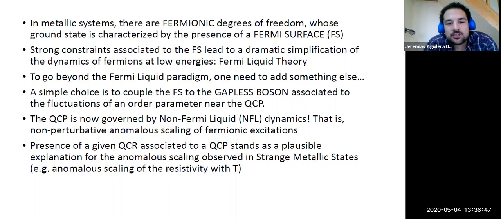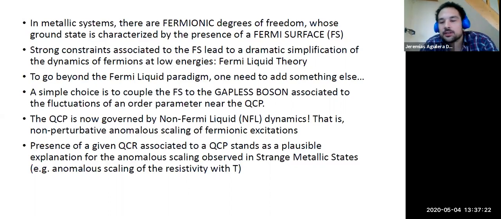But now let's suppose that we want to go beyond that paradigm. So we need to consider something else. And this is where the critical point essentially gives us what we need, which is gapless bosons. And why is that? Well, essentially because the order parameter associated with the transition near the critical point can fluctuate at arbitrarily long wavelengths or arbitrarily low energies. So it's usually well modeled by a gapless boson.